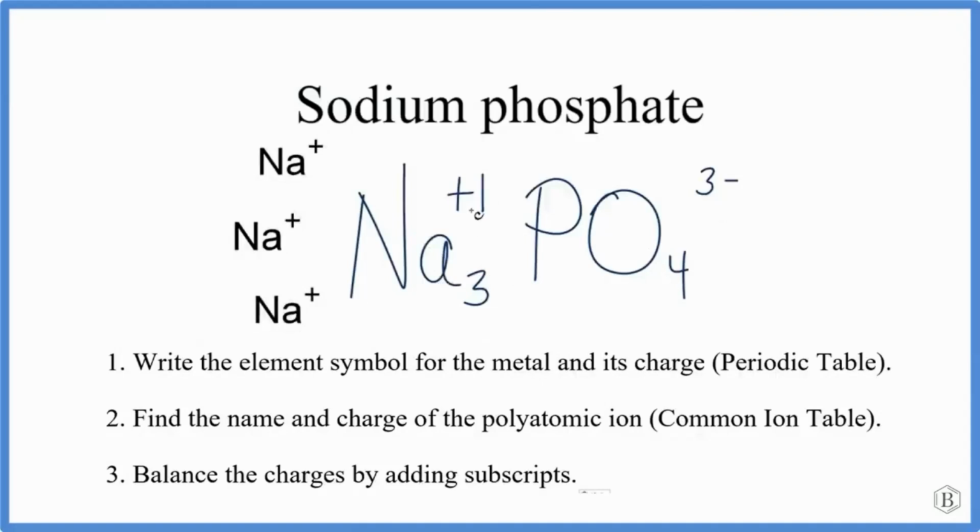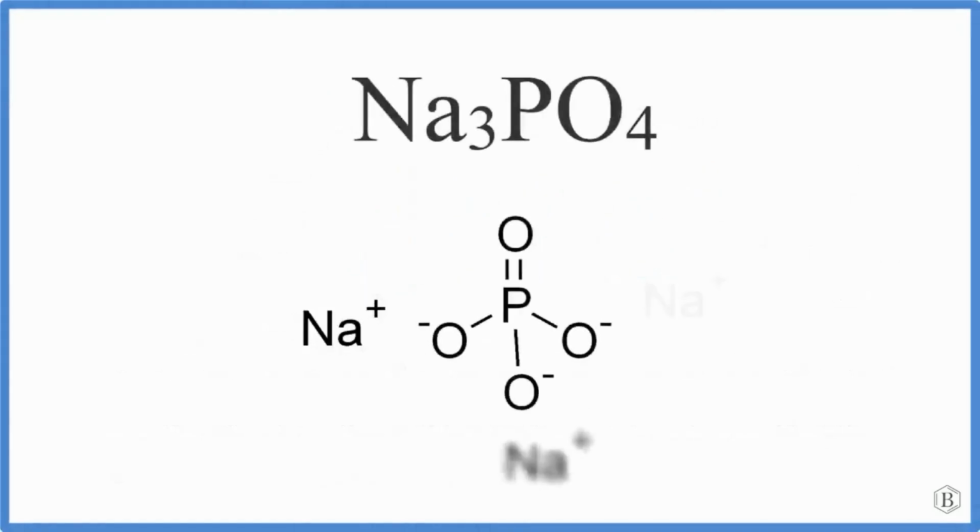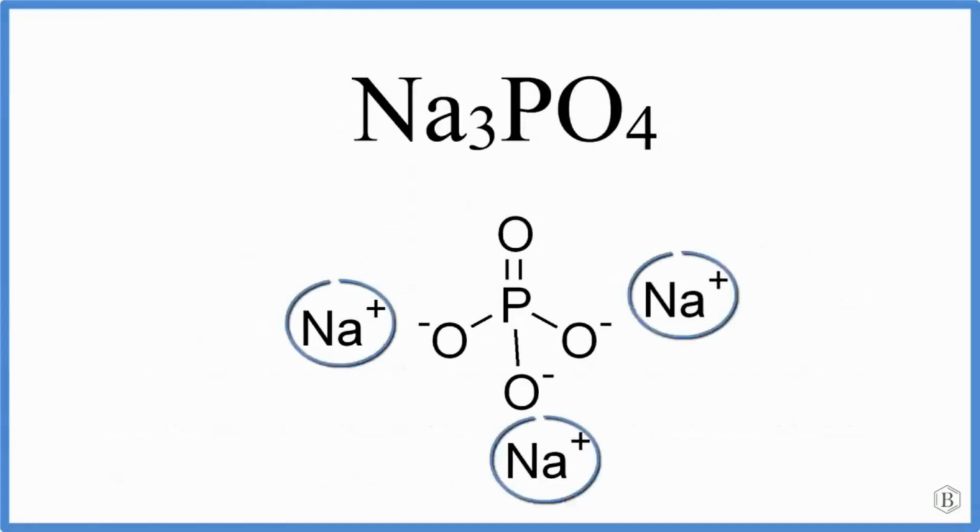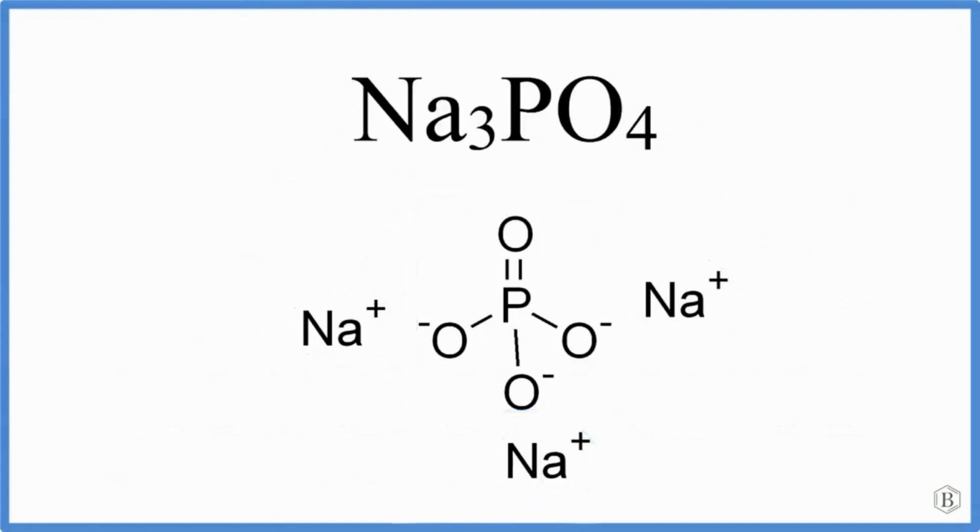3 times +1, that's +3, and that'll cancel out the -3, making Na3PO4 the formula for sodium phosphate. It's important to understand that when we have a compound with a polyatomic ion, like sodium phosphate here, it's made up of those 3 sodium ions and then 1 phosphate ion. So the sodiums have a plus charge, and then the phosphate ion has that -3.